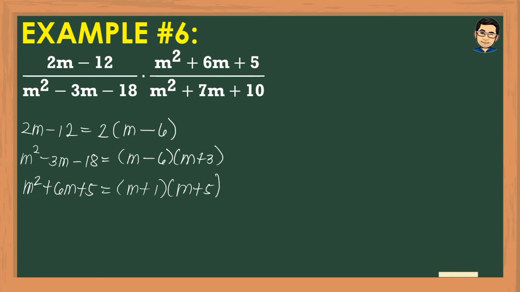Next, m squared plus 7m plus 10. So the factors of 10 are 5 and 2. So if we add 5 and 2, that is 7. So m plus 2 times m plus 5. So and then we rewrite.